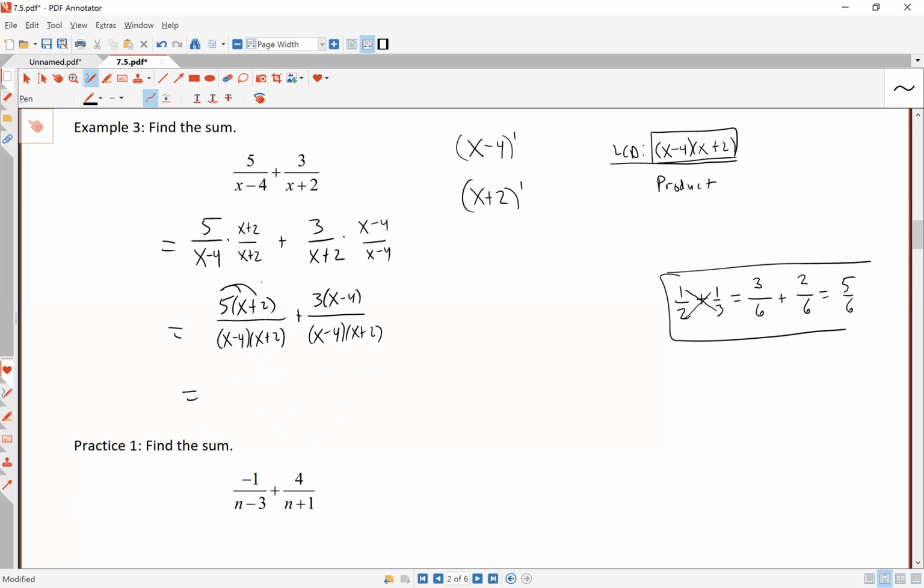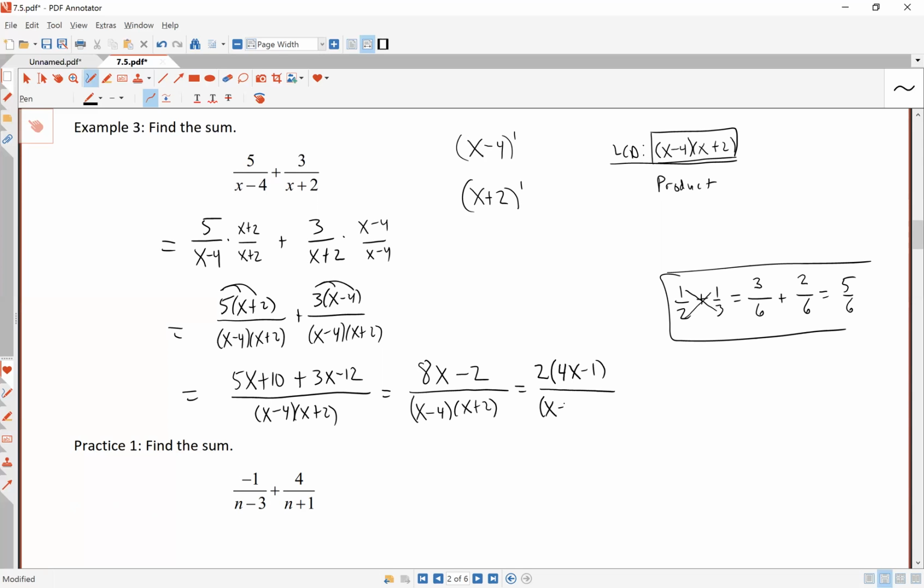Now we multiply across the tops there, 5x plus 10, 3x minus 12, and now we have it all over the same denominator. That gives us 5 plus 3 is 8x. 10 minus 12 is negative 2. We can factor out a 2 from the numerator, which leaves us with 4x minus 1, and that's not going to match up with anything down in the denominator, so that's simplified. That is our answer.